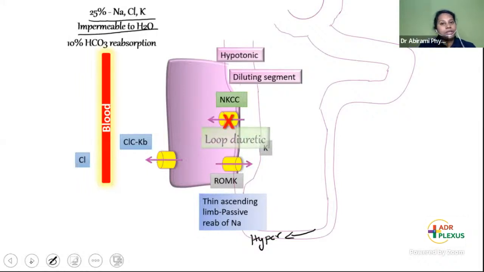90% of bicarbonate reabsorption takes place in the PCT. The remaining 10% takes place in the TAL segment.